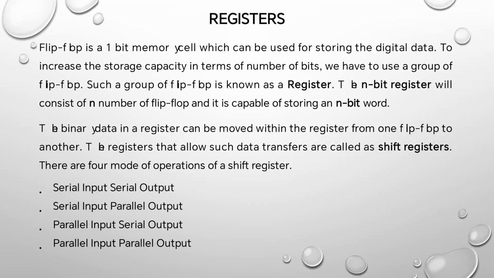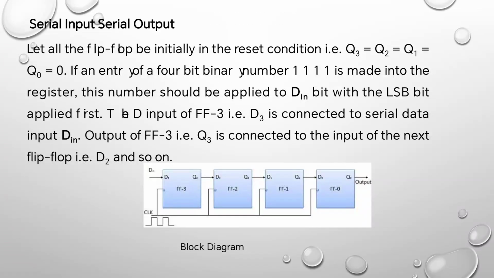The binary data in the register can be moved within the register from one flip-flop to another. The registers that allow such data transfers are called shift registers. There are four modes of operation of shift registers: serial input, serial output; serial input, parallel output; parallel input, serial output; and parallel input, parallel output. So first we can see serial input, serial output.